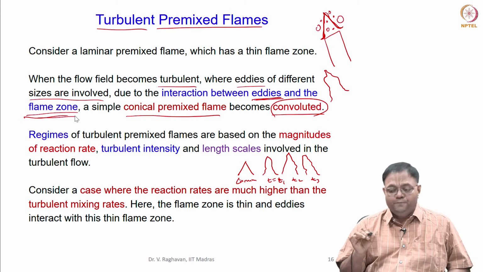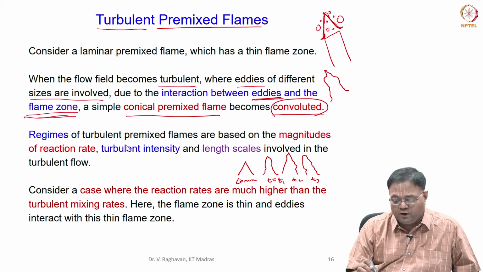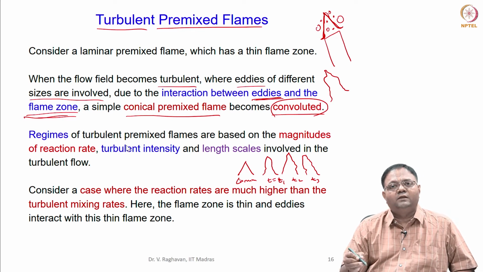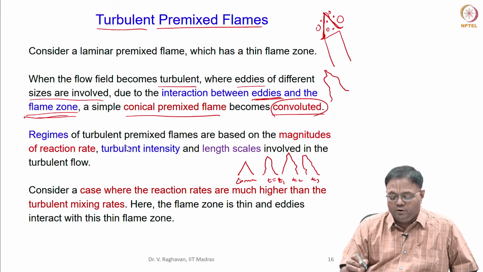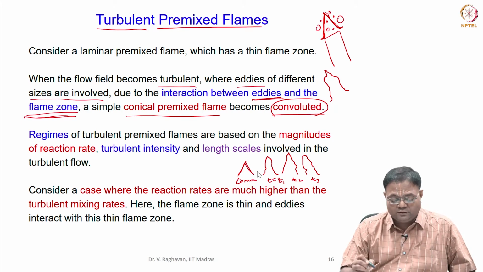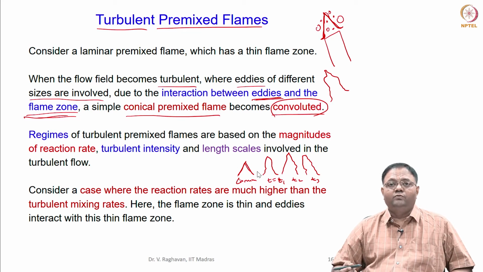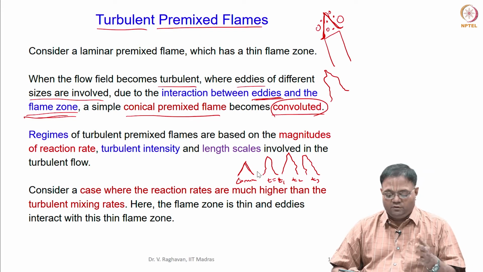So the regimes of turbulence. Okay, now only this can happen or anything else can happen. That will depend upon several things. For example, if we are talking about a thin flame, that means the reaction rate is very fast. You know that the thickness of the flame is inversely proportional to the laminar flame speed. So if the reaction rate is very fast, then the laminar flame speed is expected to be higher, so the flame thickness is very thin, very low.